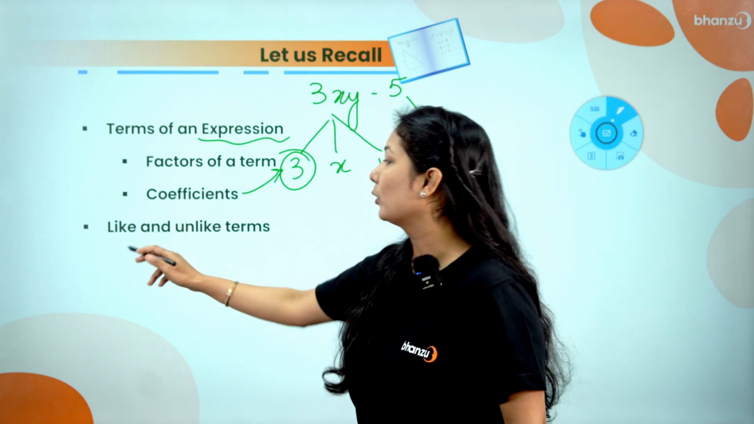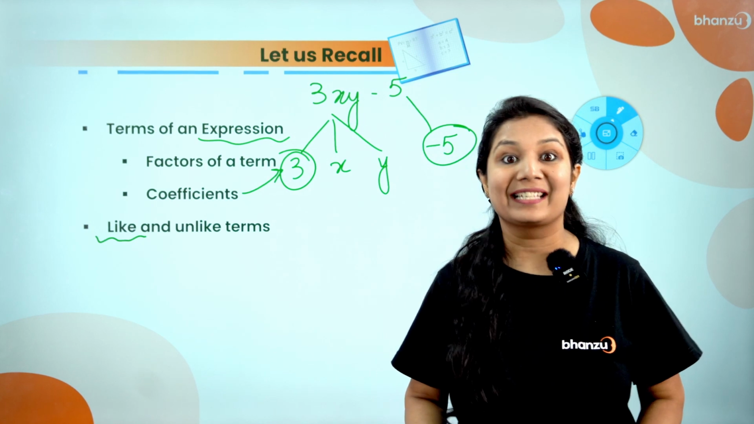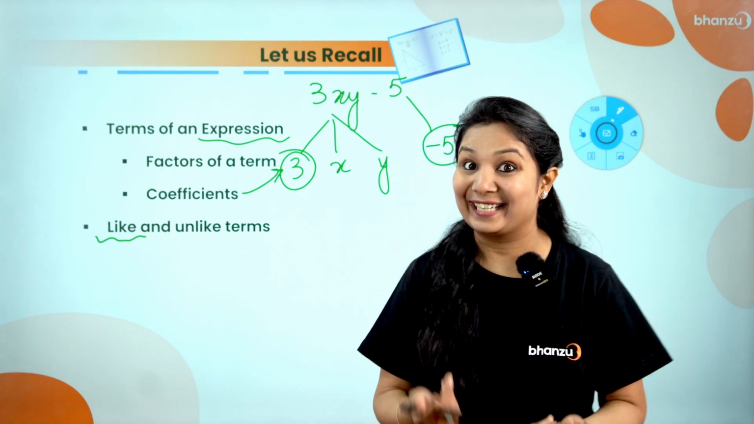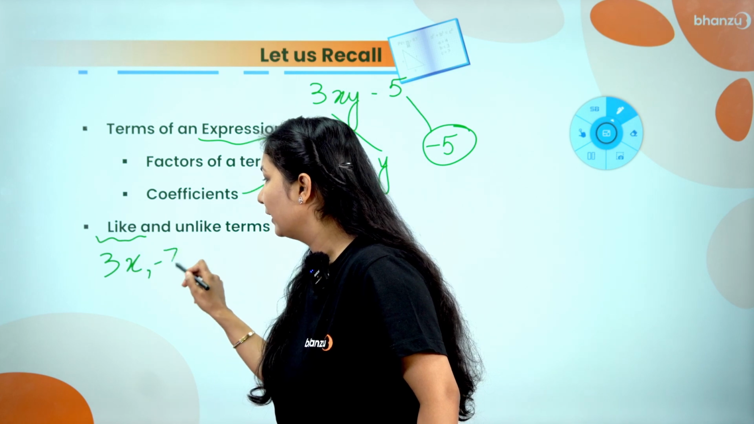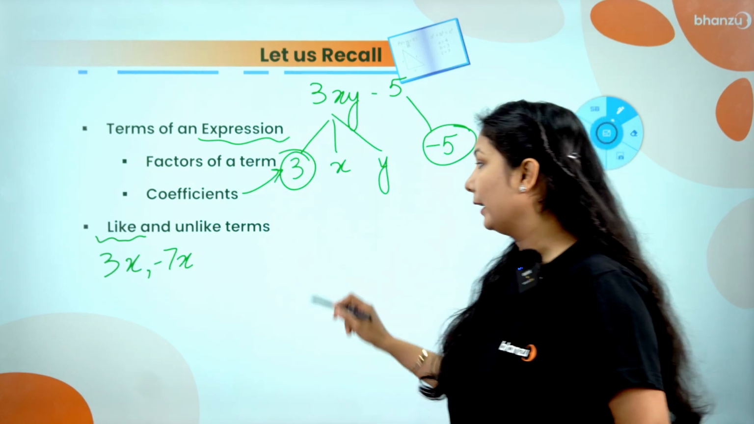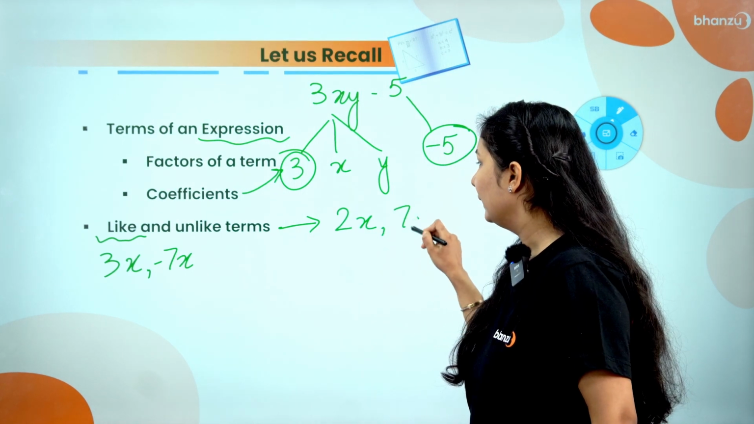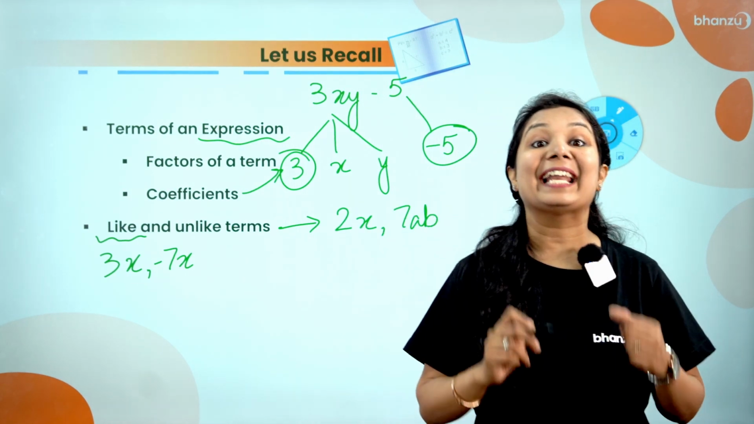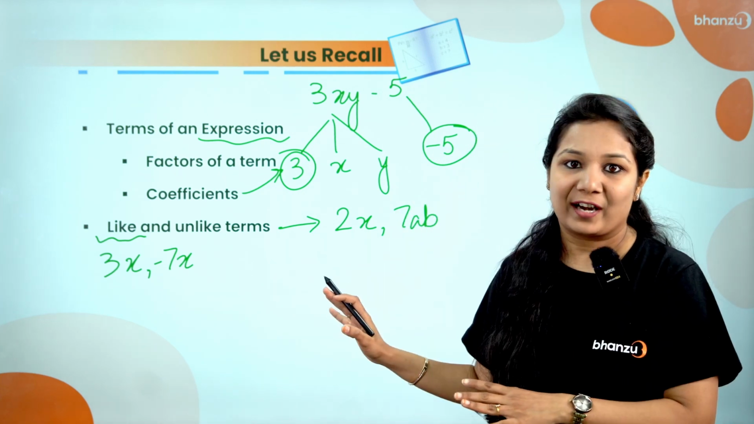If we talk about like and unlike terms, like terms should have the same algebraic factors, like 3x and minus 7x. But for unlike terms we have 2x and 7ab. So these are unlike terms. We have to focus on the algebraic factors over here.